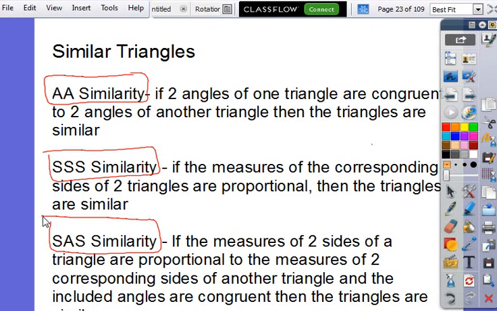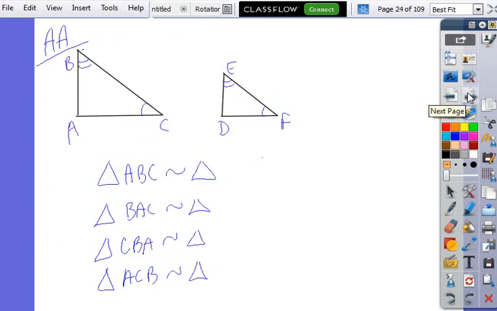Side, side, side, we've got to set up the fractions and see if those work out to be the same. Side, angle, side, check the side, see if they work, and then check the angle if it's in the right spot. What rule, or why would this be angle, angle? Because it's two angles. I've got the two angles matching. But really, if I have two angles matching, what do I actually have?